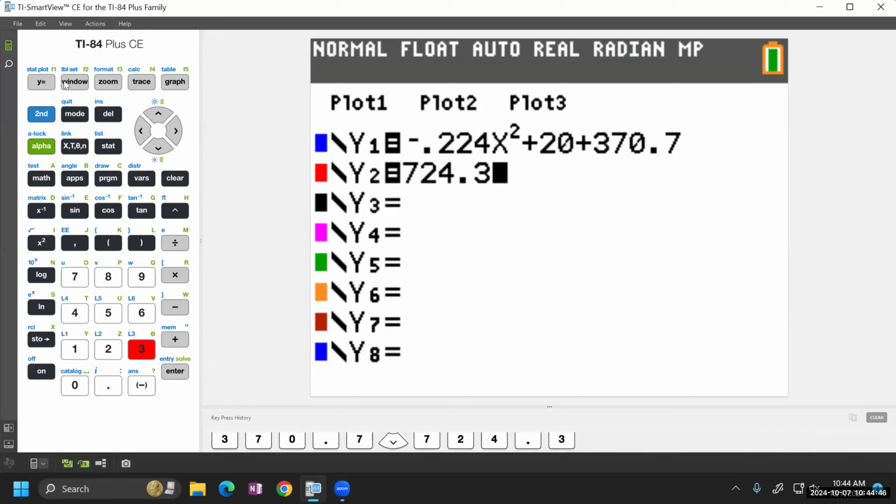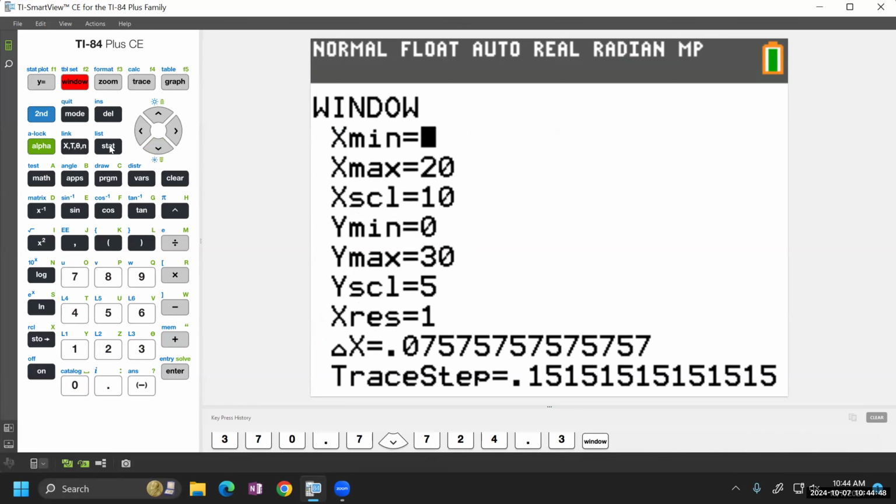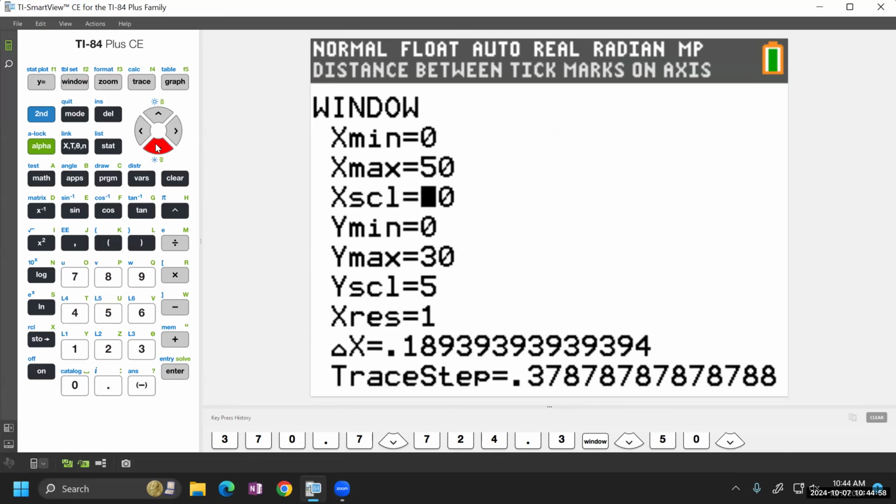So let's go look at the window. Okay, I'm going to leave that right now. Let's take 50 in the x direction. And then we're going to go from 0 to 750. That's a good place to start. And let's do a scale of 100. Okay, let's graph that.